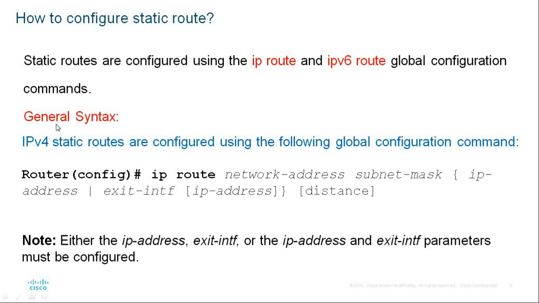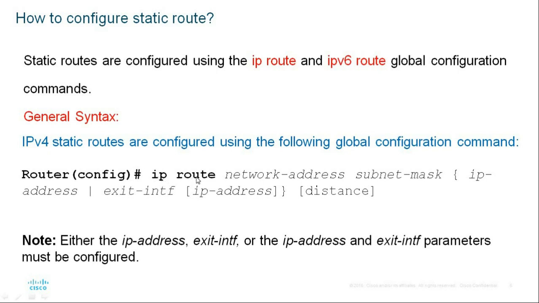Next one. This is the general syntax for any type of static route. That's why they mention general syntax. Now we are going to see the IPv4 general syntax. IPv4 static routes are configured using the following global configuration command. See here, in the router you should be in configuration mode. This is the keyword, or you can say the syntax: IP route.